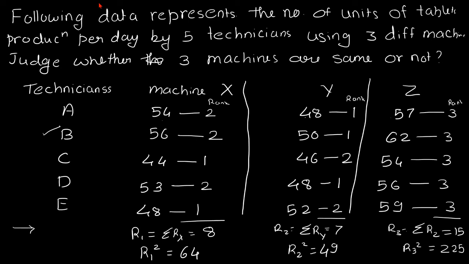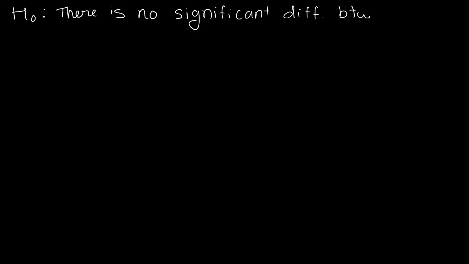Now, what is the H naught? Now, the question is about judging whether the three machines are same or not, or is there any significant difference between the three machines. So, my null hypothesis will be that there is no significant difference between the three machines, or the three machines are similar, but the better way is there is no significant difference between the three machines.